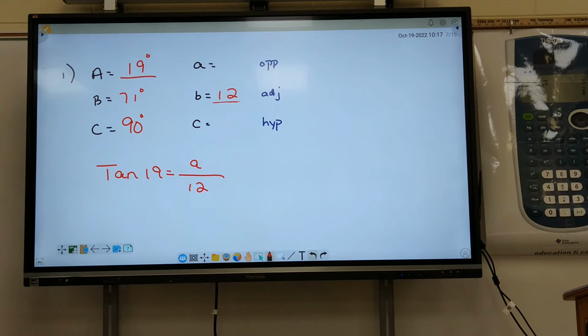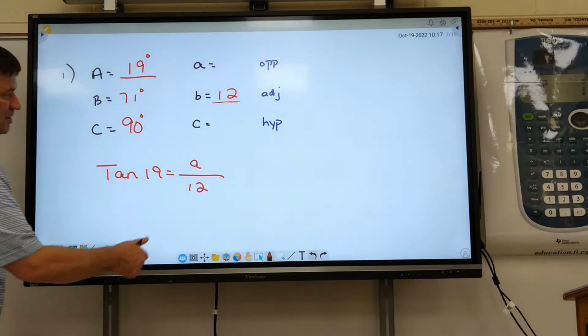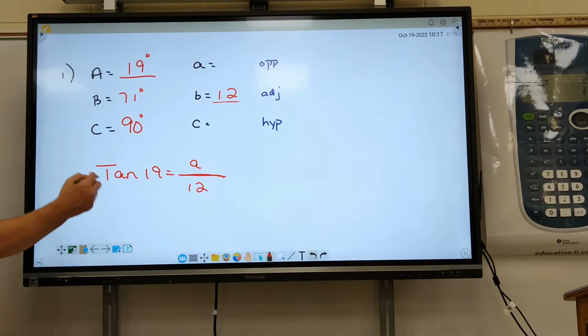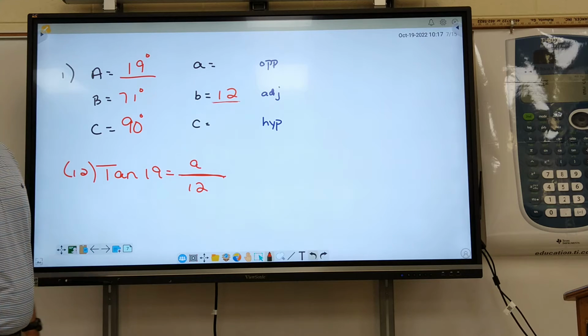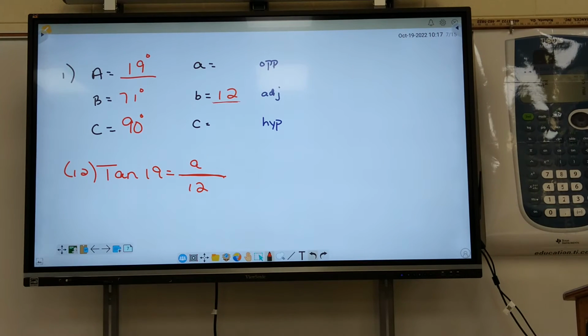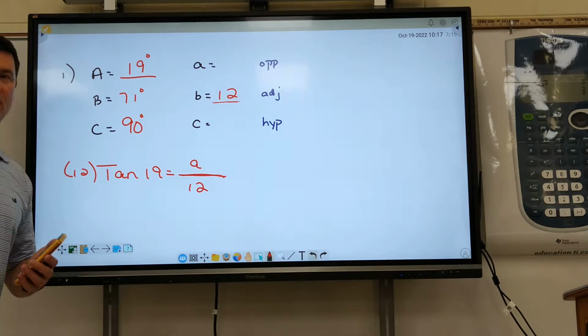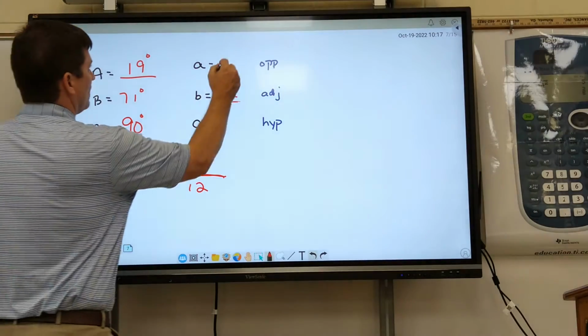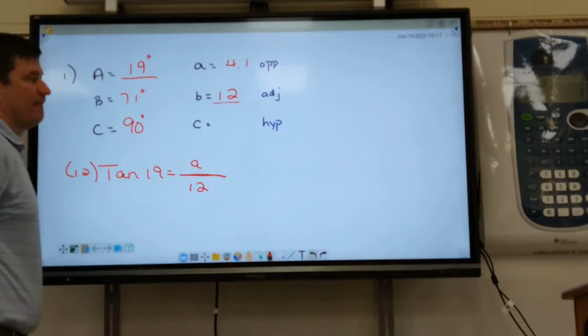Now, you guys remember, because y'all kept forgetting, how do I solve this? Instead of dividing by 12, move it over and multiply by 12. Good. So it'd be tangent 19 times 12. Tangent times 12 equals 4.1. Now, where does that go? Okay, 4.1 goes for a.